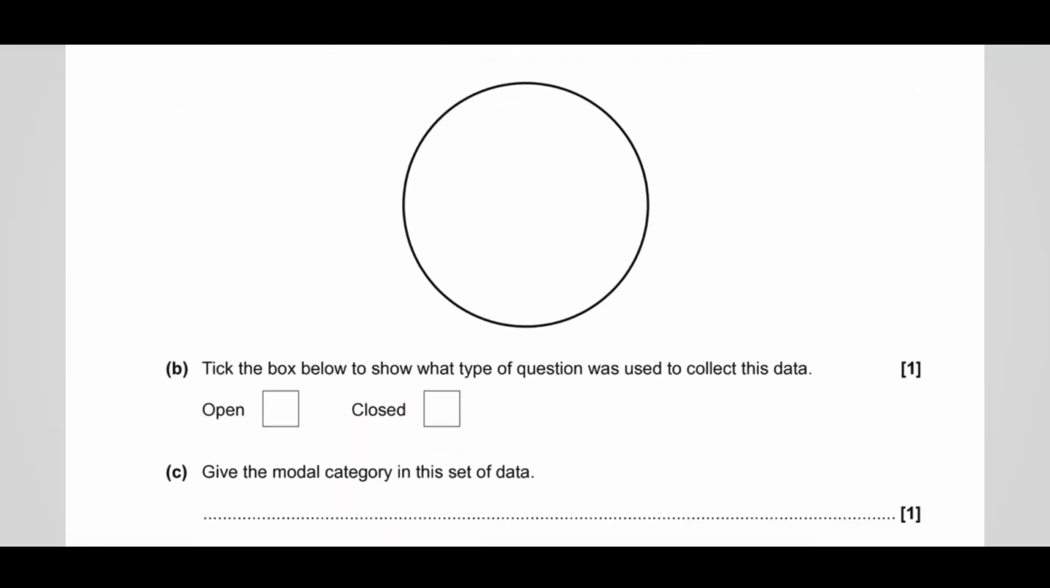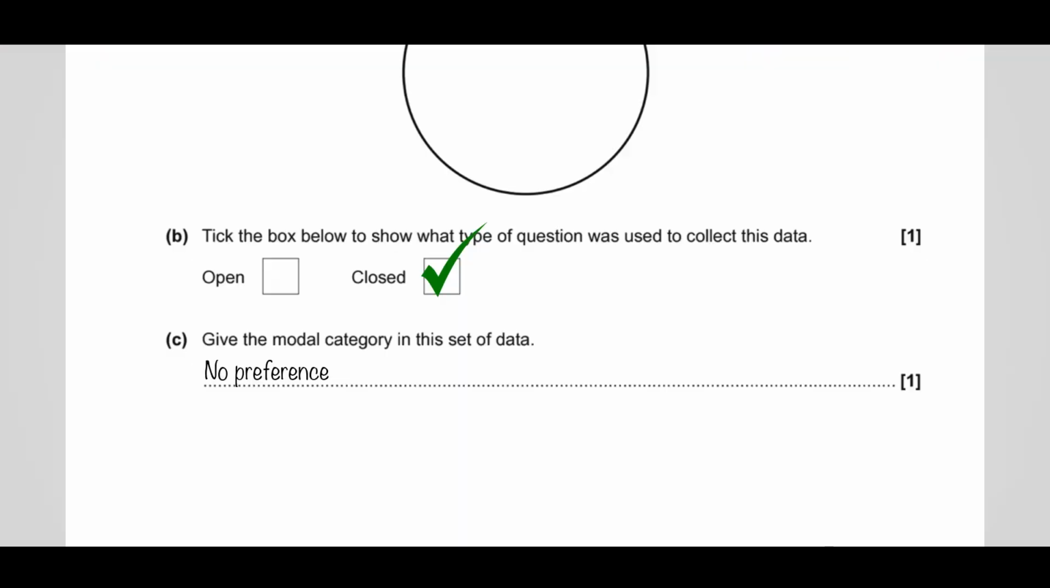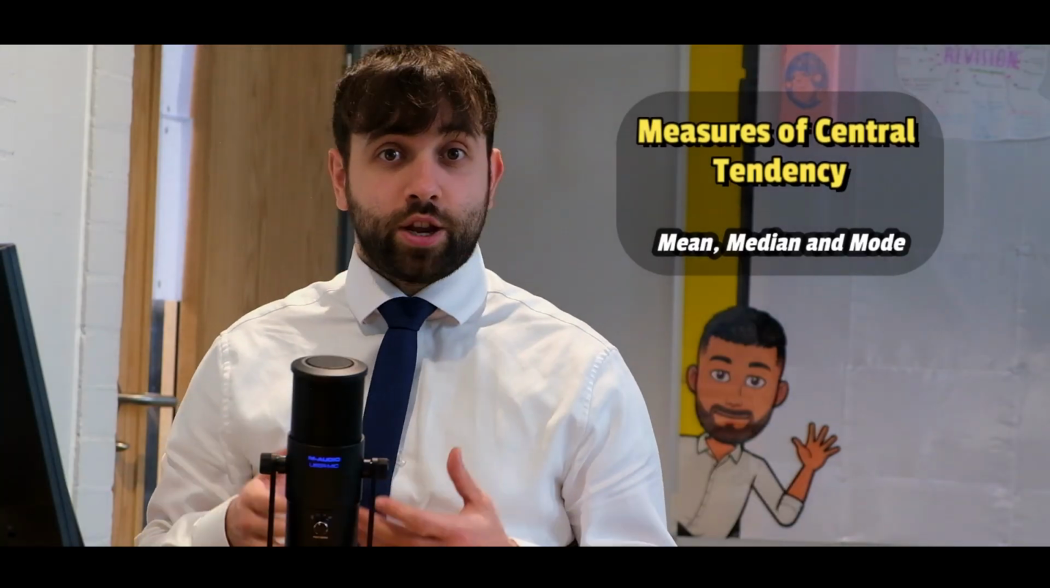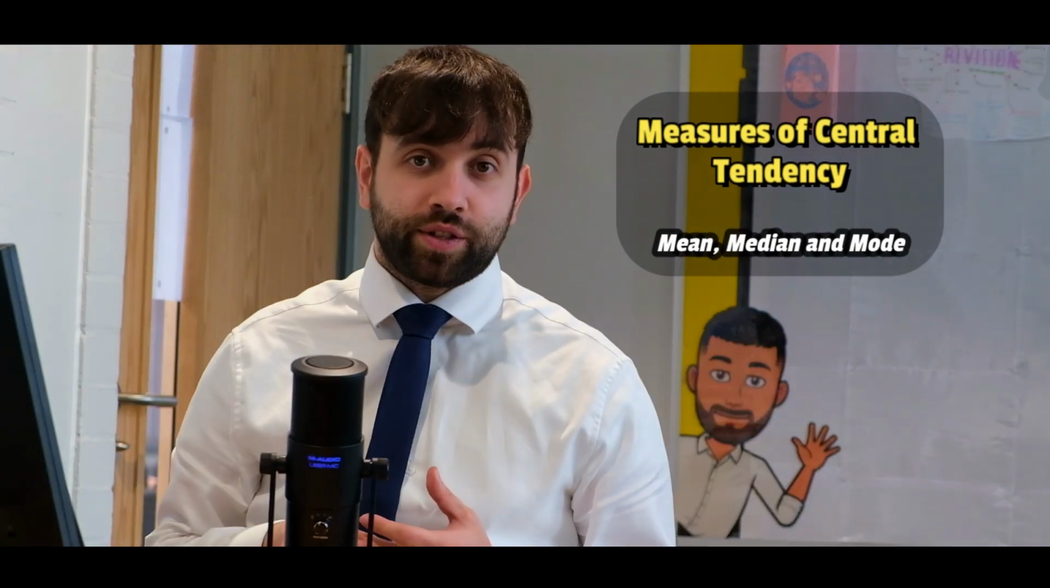Now we're going to breeze through B and C. So B is closed questions, and for C it's no preference. So no preference being the modal category, mode being the most common. Just one thing to note, mode, median and mean, they are what we call measures of central tendency. This is something that some of my students didn't know. They understand what mode, median and mean are, but they don't know that they're called measures of central tendency.